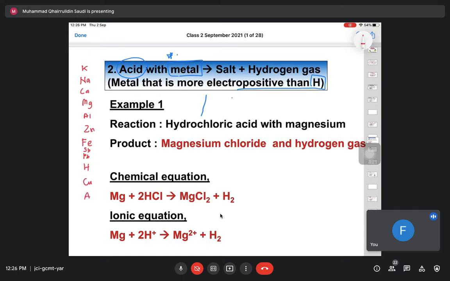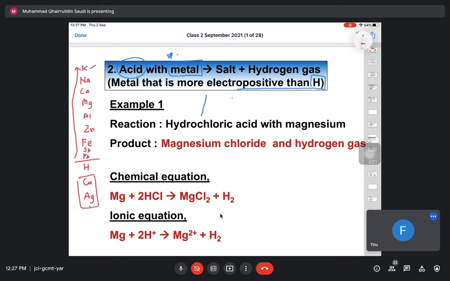Ag. Good. Okay. So everything above hydrogen, metal can react with acid. Meaning, kalau kita ambil hydrochloric acid can react with potassium. Hydrochloric acid can react with sodium. Hydrochloric acid can react with calcium. Hydrochloric acid can react with magnesium. Hydrochloric acid can react with zinc. But hydrochloric acid cannot react with copper. Hydrochloric acid cannot react with silver.